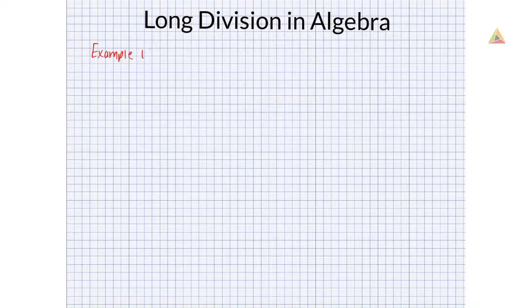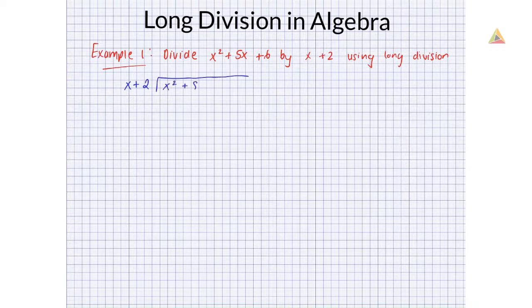So example 1, and you will be asked to divide x squared plus 5x plus 6 by x plus 2 using long division. It is specified there that it wants you to use long division. So the way we're going to do this, we'll write it out first of all the way it should be written out. So x plus 2, you're dividing that into x squared plus 5x plus 6.